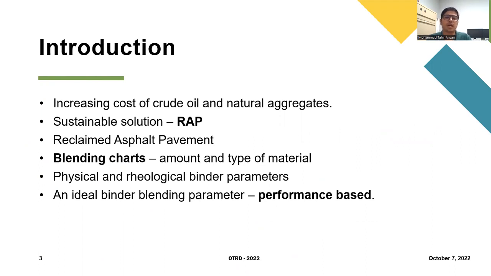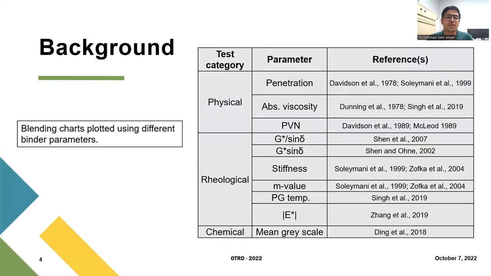The appropriate amount and type of material which we add in the recycled mix is determined using blending charts, and different researchers have used different binder parameters to plot these blending charts. Therefore, there is a need to determine an ideal binder blending parameter based on performance-based tests. So as I mentioned, different researchers have used different binder parameters to plot blending charts, which I have summarized in the form of a table.